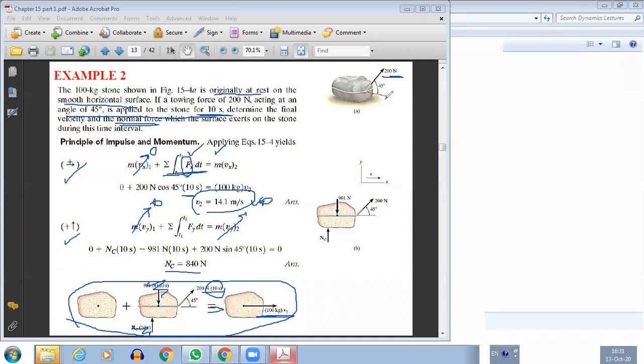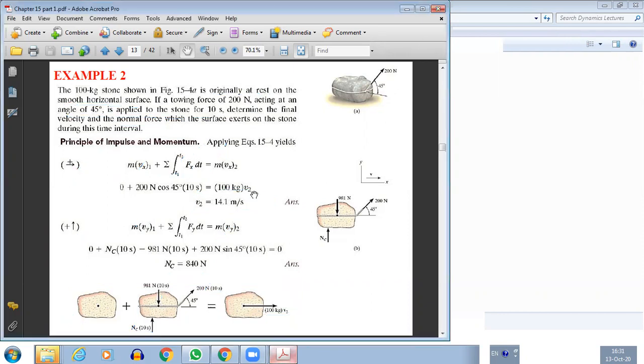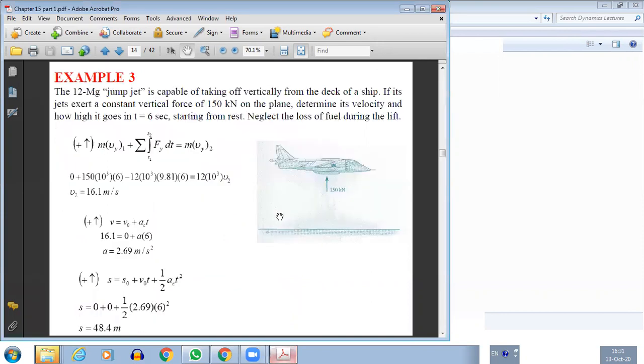So that's the solution of this problem. Actually, the solution is done. Is there anything within the solution which anybody does not understand? Please ask. Okay, let's have another problem.